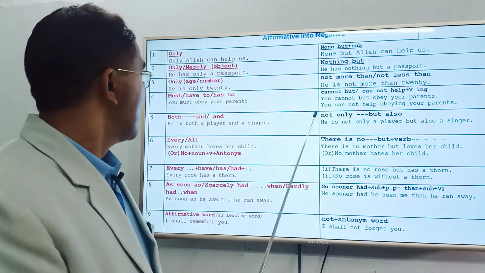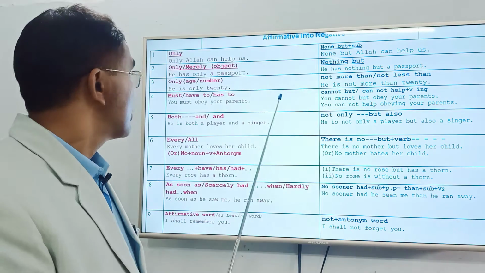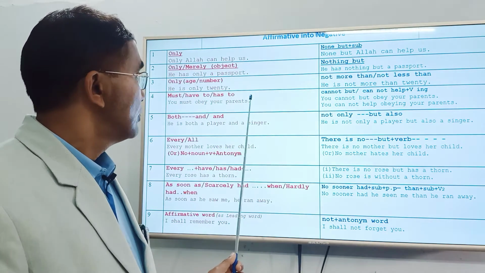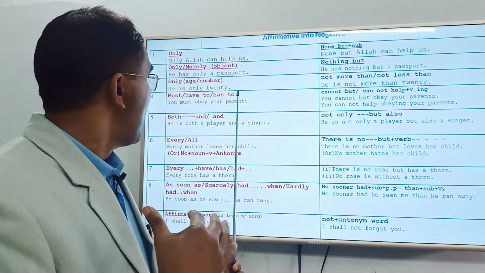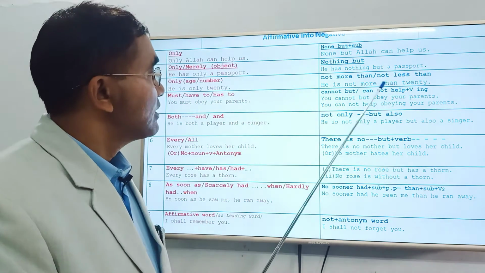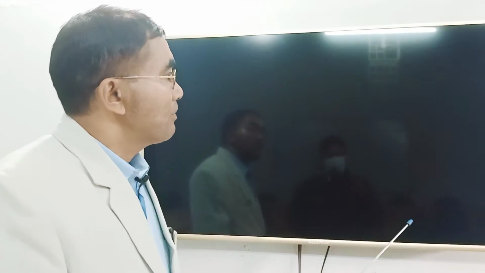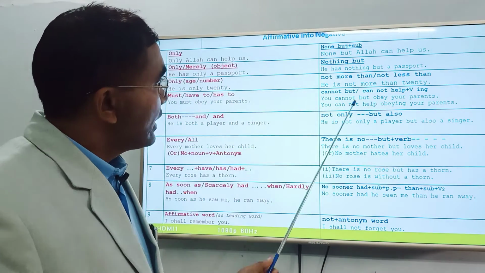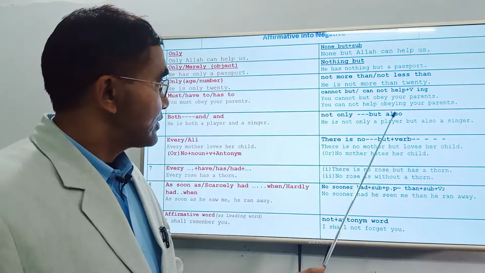Okay, next rule. If you find any affirmative sentence with must or have to or has to, you can change the must or have to or has to into negative by using cannot but or cannot fail plus not plus ing. As for example, you can't but obey your parents, you can't help obeying your parents.